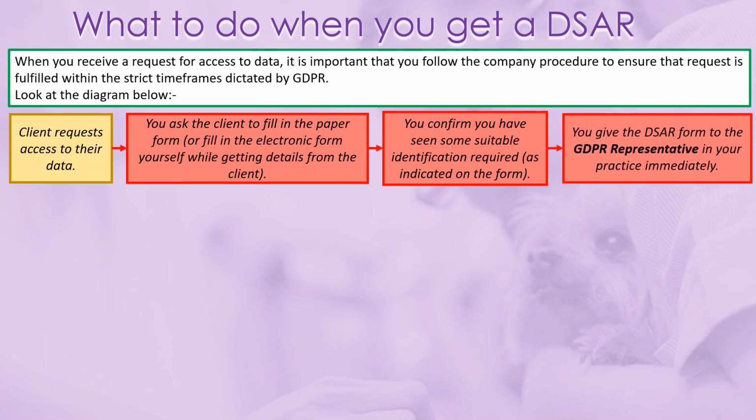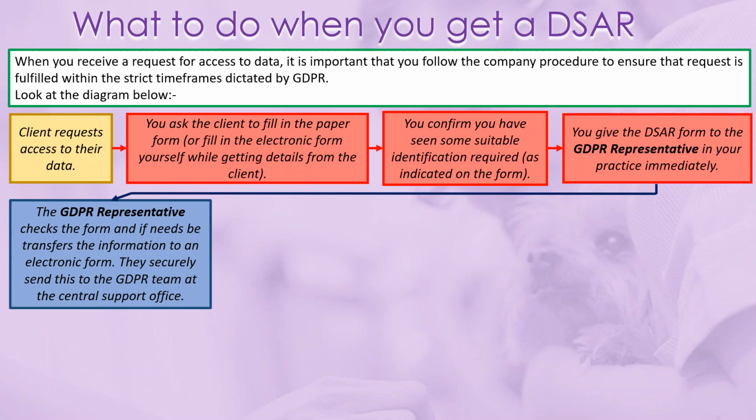Once this has been done and you have seen suitable identification, that DSAR form must be given to your GDPR representative immediately. If you have filled in a paper copy, you can pass it to them in practice. If you filled it out electronically, you might need to store it in a shared secure drive where the GDPR representative can access it and then alert them to the fact that you've placed a new form in there.